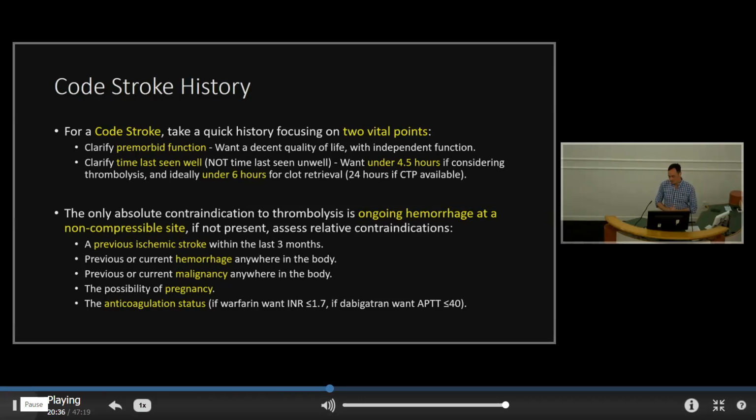So we really do want the warfarin INR at 1.7 or lower. Above that, you increase your risk of hemorrhage. And for dabigatran, we want an APTT under or equal to 40. So part of the code stroke protocol is to get some bloods done. They should be done for you by the emergency department physician already. And if this is not the case, that's very interesting, because when someone's anticoagulated, they shouldn't have a stroke, right? So it gives you a clue as to maybe an interesting etiology. However, we can reverse these things to an extent if we do need to thrombolyze. So they're not absolute contraindications.